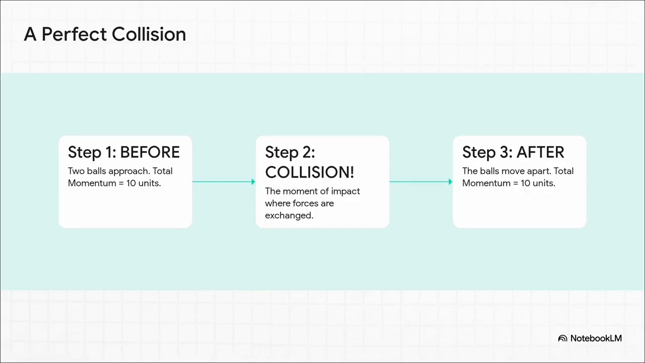Let's make this real. Imagine two billiard balls on a table. Before they hit, let's just say their combined momentum is 10 units.